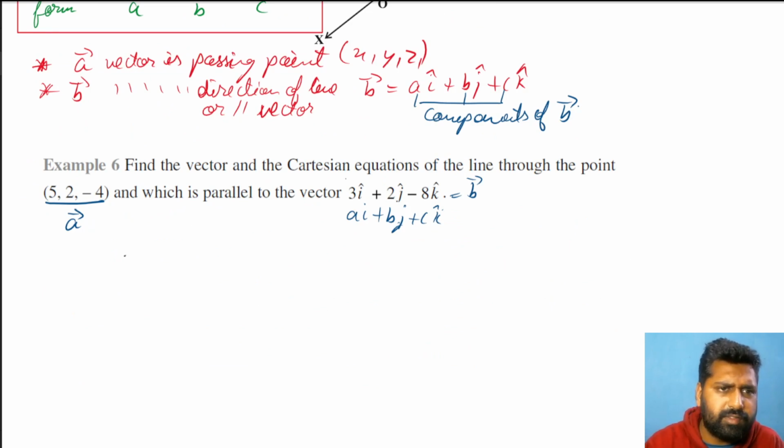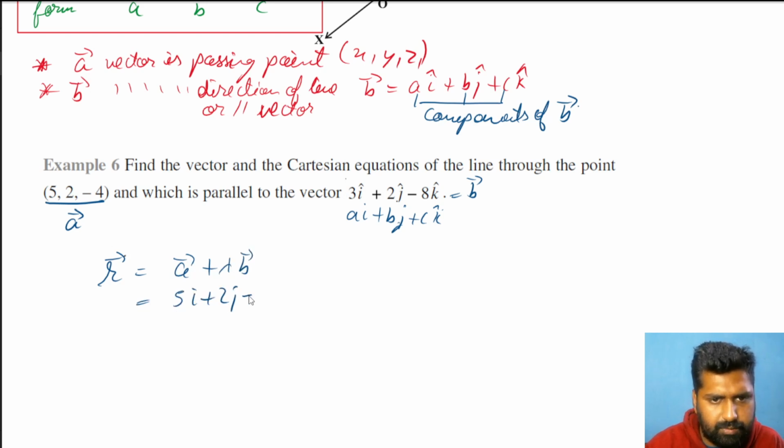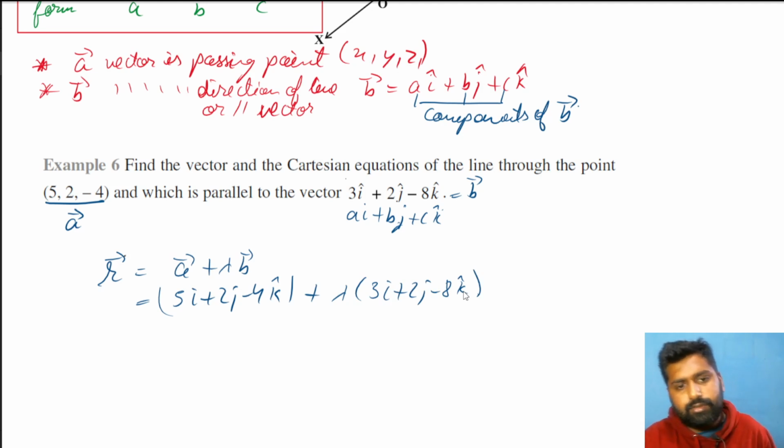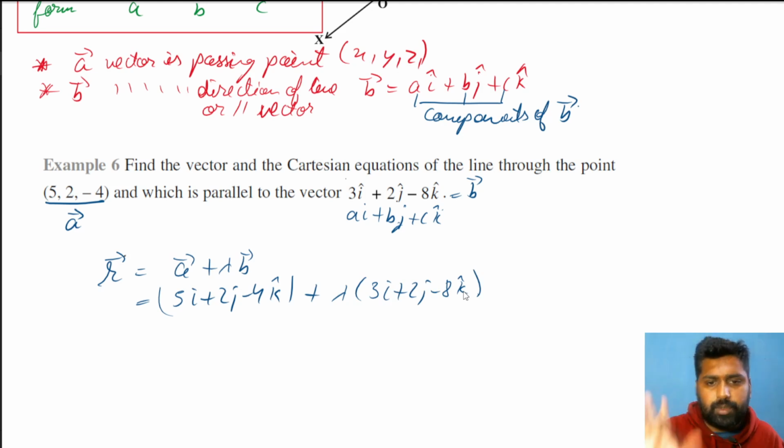I think the vector equation will be very simple to write. So R vector is equal to A vector plus lambda times B vector. A is 5i plus 2j minus 4k, that's it, plus lambda times B vector, which is 3i plus 2j minus 8k, and that's it. You don't have to do anything else. This is the representation of the equation of a line in vector form. So vector form is easy. All you need is A vector and B vector.